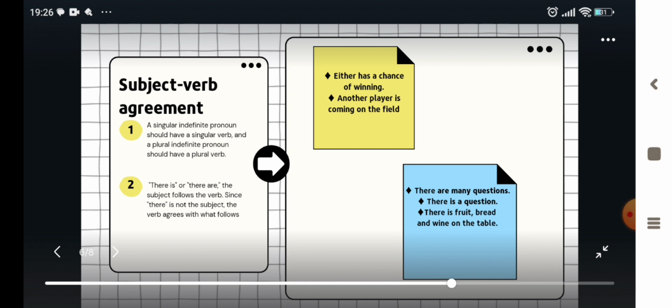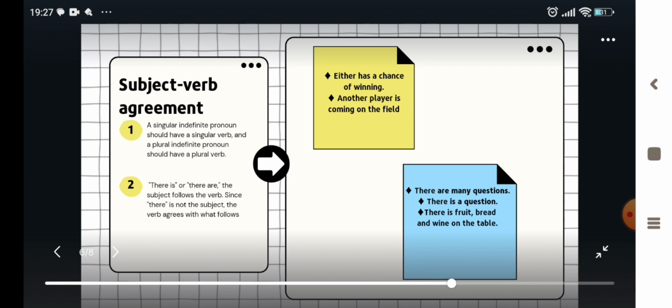For example, we have: Either has a chance of winning. Another player is coming on the field. In this case, either takes the verb has, and another player is also singular. Okay. Second, there is or there are.